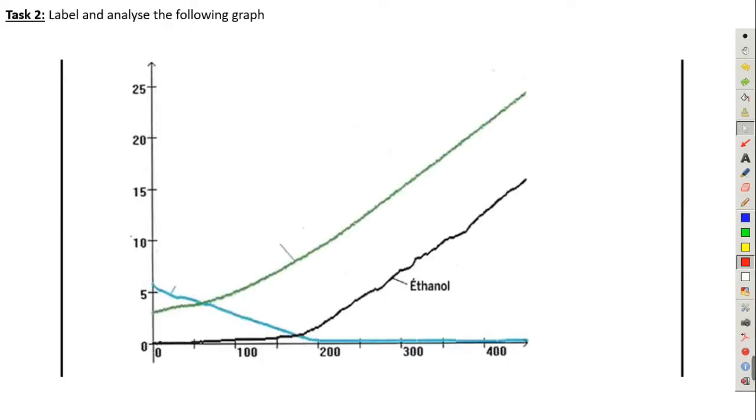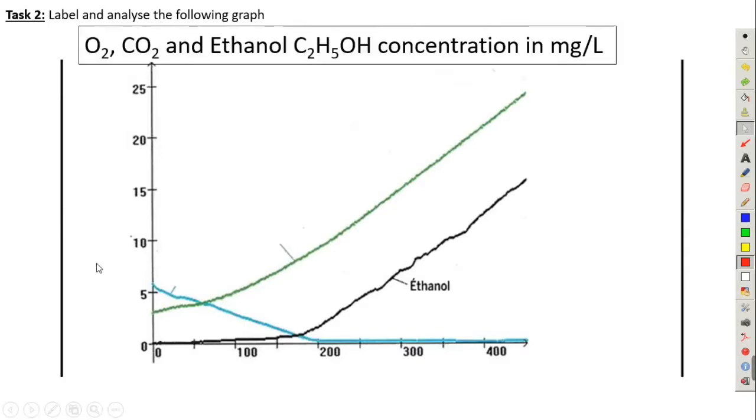We're going to do the same thing. We're going to analyze the graph. So, similar setup with different probes, 3 probes this time, so as to measure dioxygen, carbon dioxide and ethanol. The formula of ethanol being C2H5OH. All these concentrations are in milligrams per litre. The blue line corresponds to dioxygen, the green one to carbon dioxide.